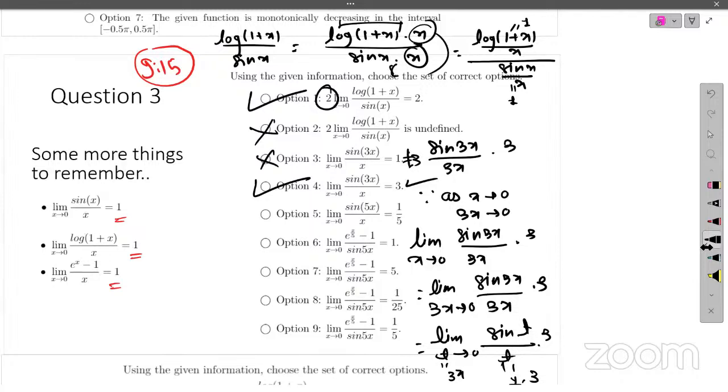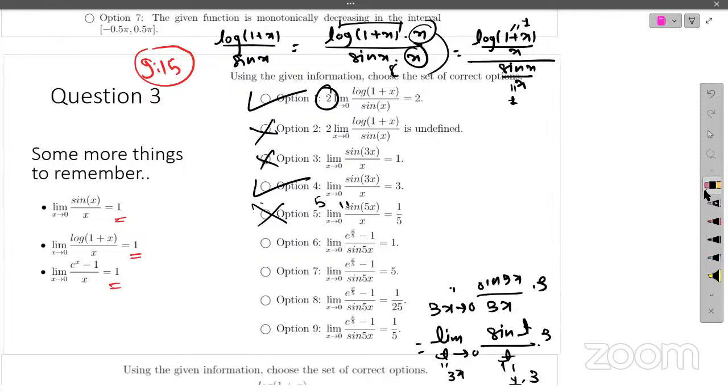Now similarly, as we get that limit x going to 0 of sine of 3x by x is equal to 3, we can easily compute that this limit will be equal to 5, not 1 by 5. So that's why this option is also incorrect. Now we have 4 options related to one particular limit. So let's try to calculate what that will be.